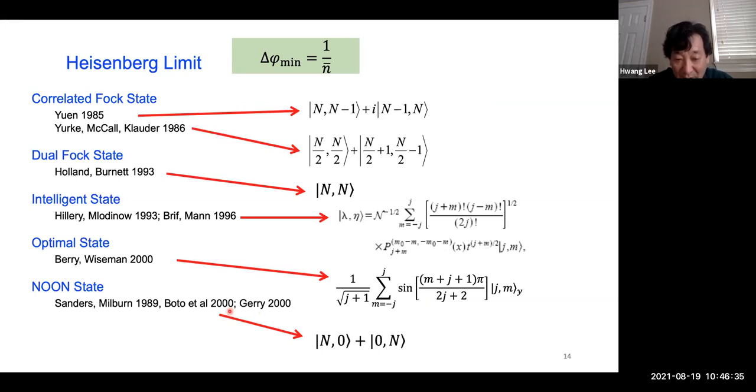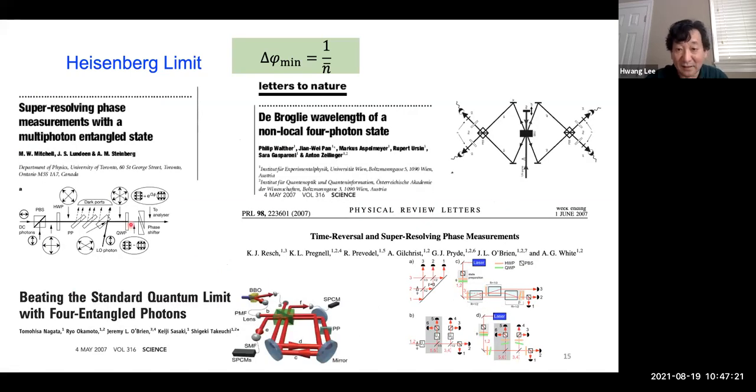Okay. And then in the year 2000, there comes the NOON state. The NOON state, similar to this dual Fock state, has a very simple form. Moreover, this state will give you exactly 1/n scaling. So among all the states, this would give you the best sensitivity, scaling like 1/n. So it looks like this NOON state conquered this Heisenberg limit interferometry. And there are a lot of experiments out there to make this NOON state. All went to Nature and Science. And as years passed, it was demoted to PRL.